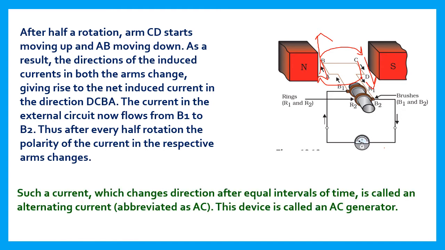This type of current that changes direction after equal intervals of time is called an alternating current, or we can write it AC also. And the type of generator that produces this type of current is known as an AC generator. You can see that after each half rotation the direction of current is changing.